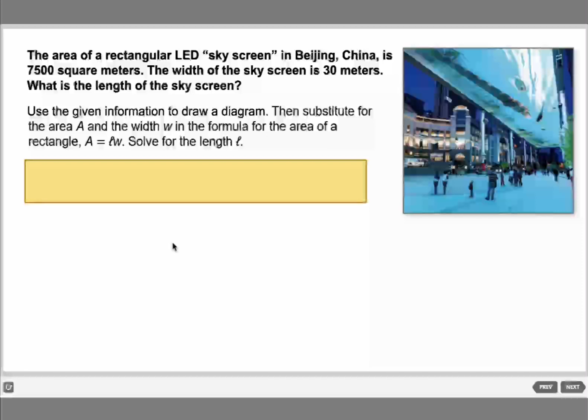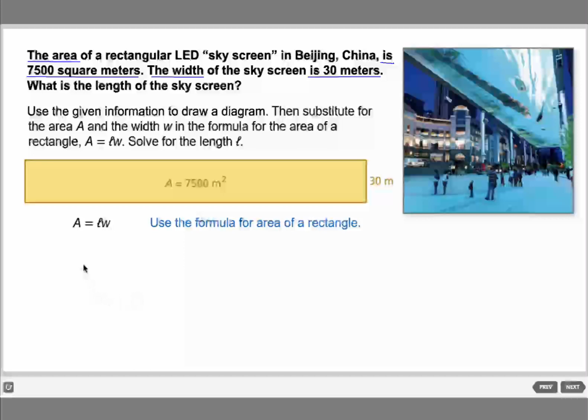So this is a diagram, and we know here that the area is 7,500 square meters. And also we know the width is 30 meters. Now let's use the formula. The formula is A equals LW.